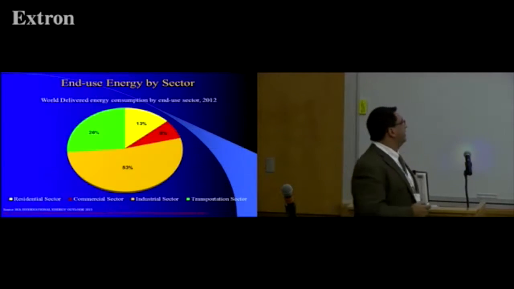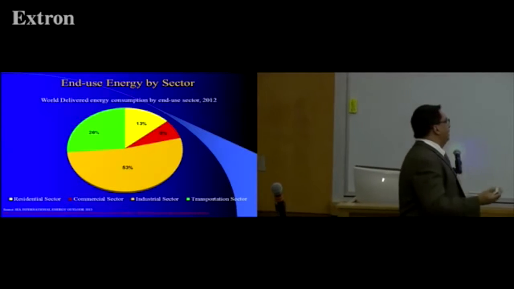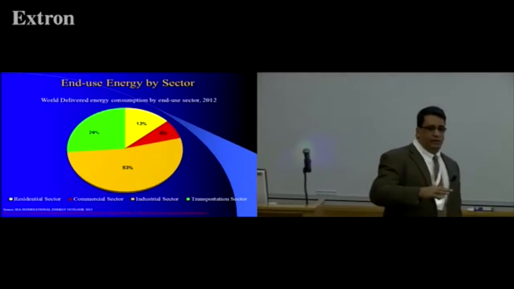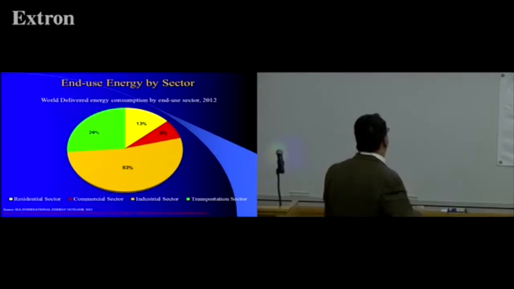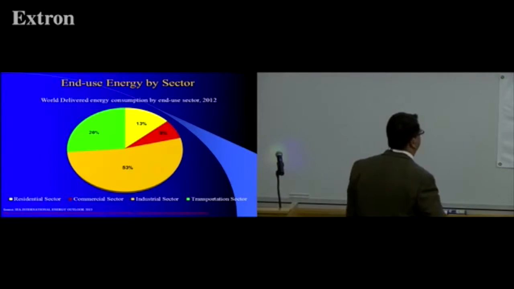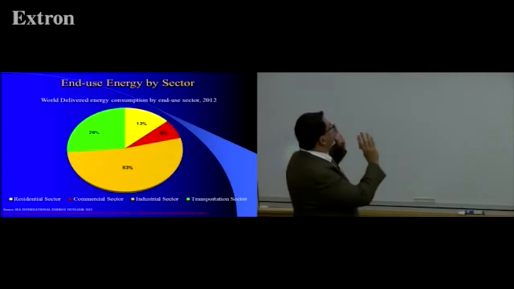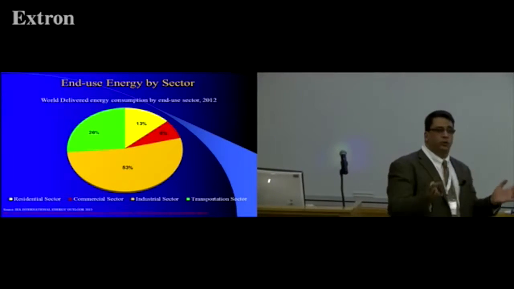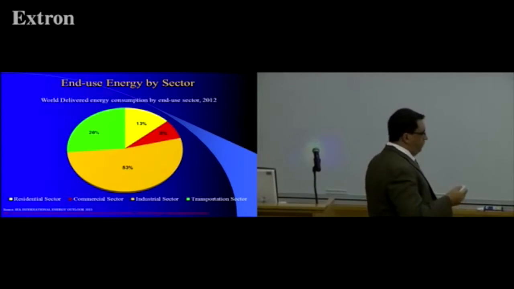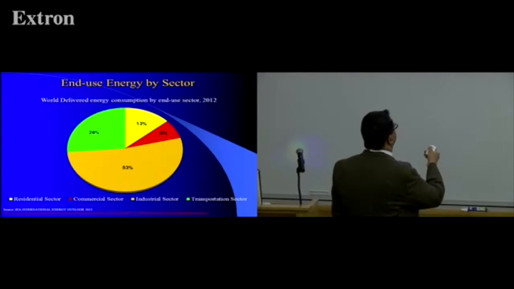So where do you use this energy? Basically, this energy is used in four main sectors: residential, commercial, industrial, and transportation. Now, this is the average of the world. Of course, for every individual country, the sectors will look different. So for instance, if you were to look at China, the industrial sector goes almost to 75%.